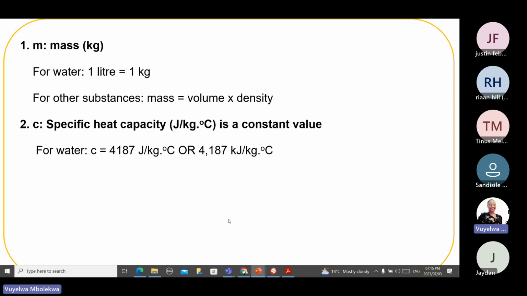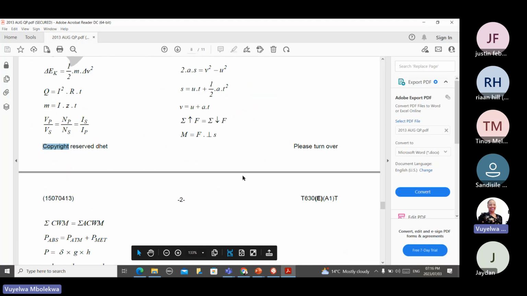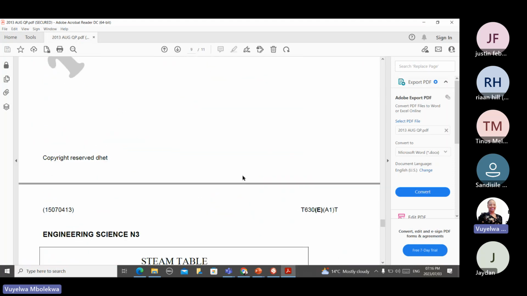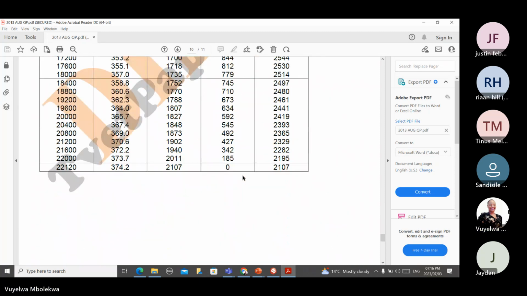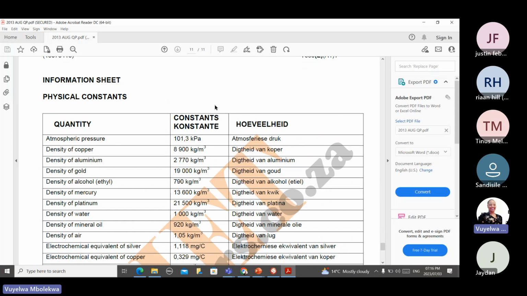Mass is volume times density. You don't need to memorize this formula because where they have the constant information, they give you the constant value there for densities as well. Let me just go there. So you can go there to copy the formula. You see that is density of copper, aluminum, gold, alcohol, mercury. So they give the value and they give the SI units. So this means density is kilogram per cubic meter.